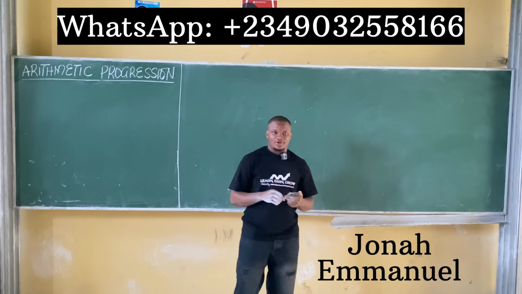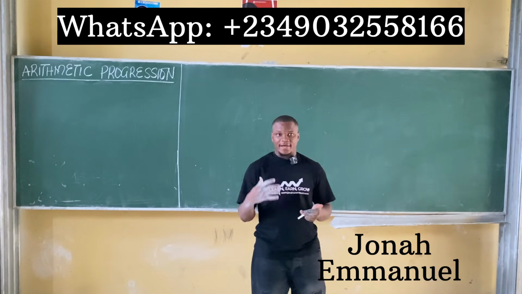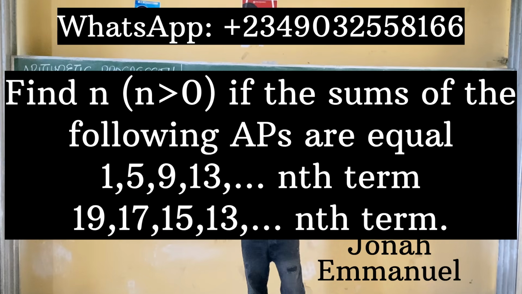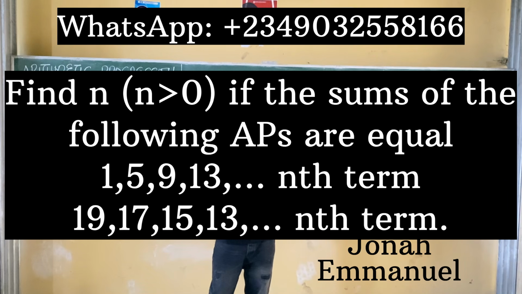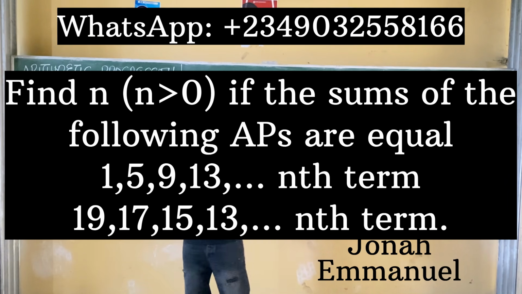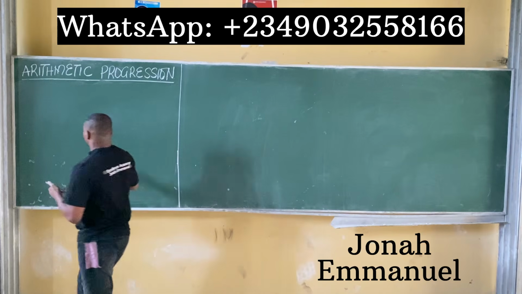Let's look at this question on the sum of an AP. The question says, find n, given that n is greater than 0, if the sums of the following arithmetic progressions are equal. So you're given two different arithmetic progressions. All right, solution.